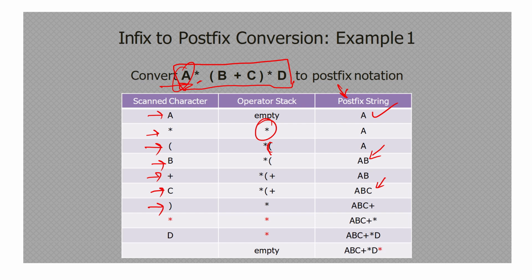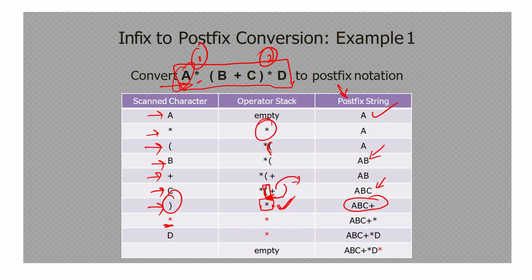Then the round bracket comes up. When this bracket comes up, we have to scan till we find the starting bracket. So all the operators between this and this have to come out. So this plus comes out and ABC becomes ABC plus, and multiply is left. This star was the first star and this one is the second star. So only the first star is left.